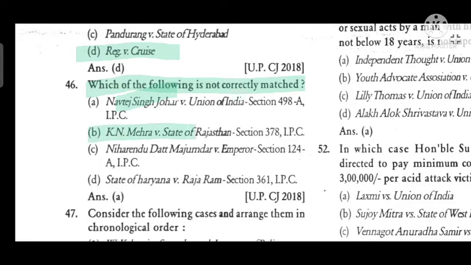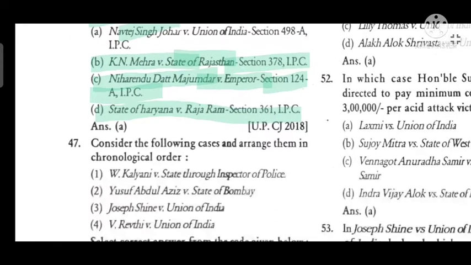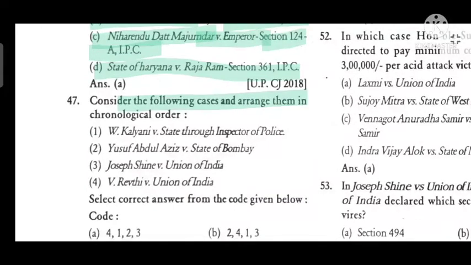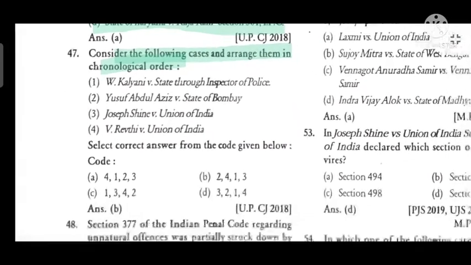K.N. Mehra versus State of Rajasthan, Section 378. Nirmal Ranjan Dutt Majumdar versus Emperor, 124 IPC. State of Haryana versus Raja Ram, Section 361 IPC. Consider the following cases and arrange them in chronological order.